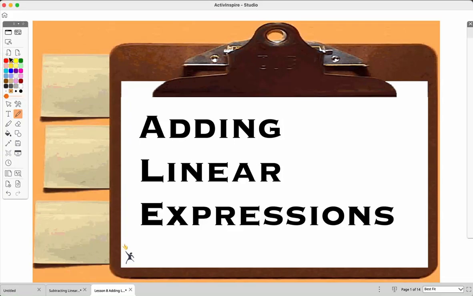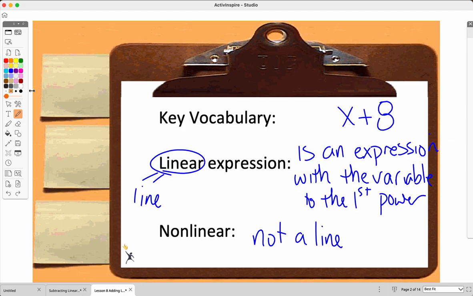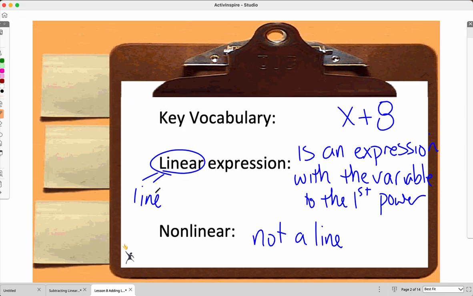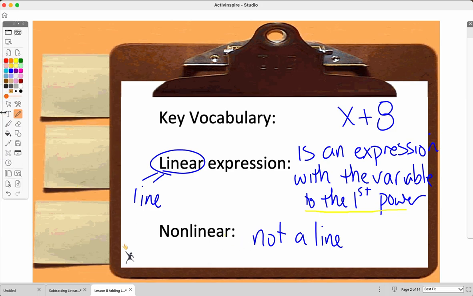So yesterday we talked about combining like terms, using the distributive property, and creating equivalent expressions. So today we're going to build on that with adding linear expressions. When we talk about key vocabulary, linear means a word named a line. It's an expression where the variable is to the first power. And a nonlinear expression is a non-line, which would create a curve.